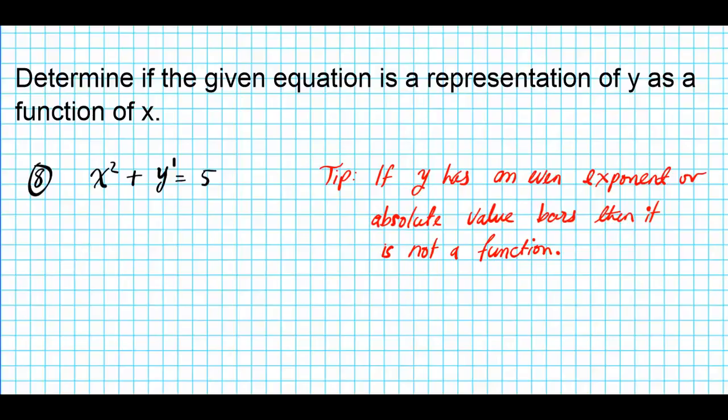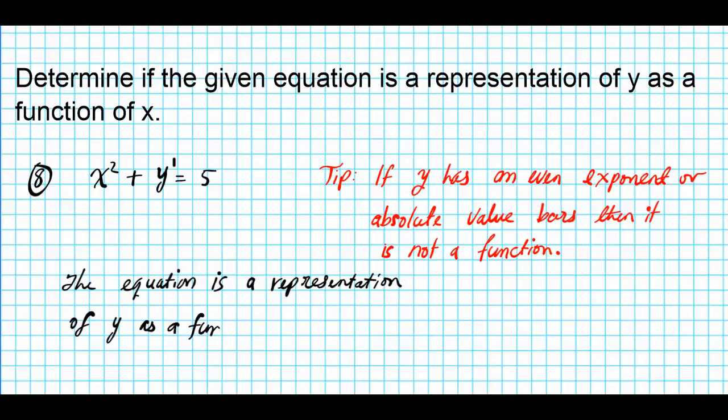So let's go ahead and write that down. The equation is a representation of y as a function of x. The question is why? Because y has an odd power. Y has an odd power of one. Okay, so that's the reason. All right, let's try another example.